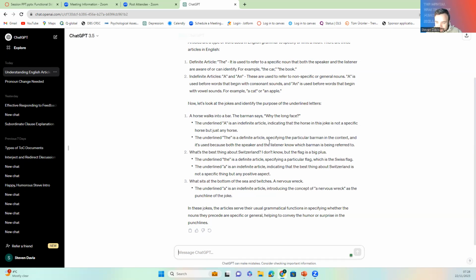What sits at the bottom of the sea and twitches? A nervous wreck. The underlined a is an indefinite article introducing a concept of a nervous wreck as the punchline of the joke. In these jokes, the articles serve their usual grammar functions in specifying whether the nouns they precede are specific or general, helping to convey the humour or surprise in the punchline.